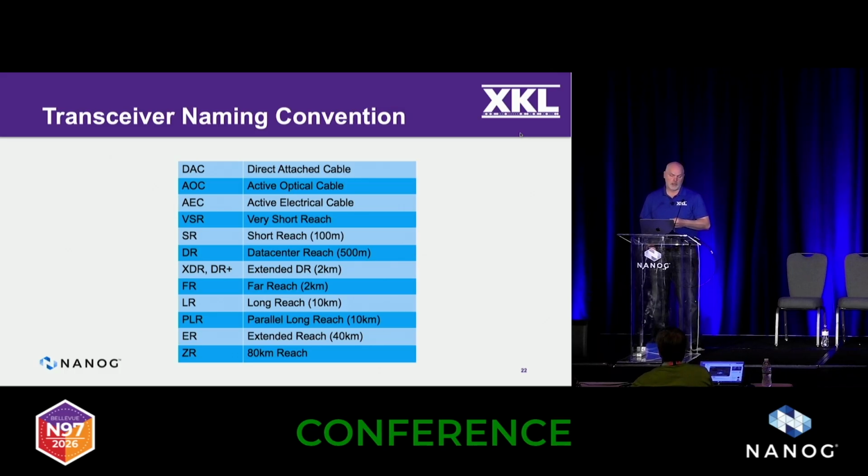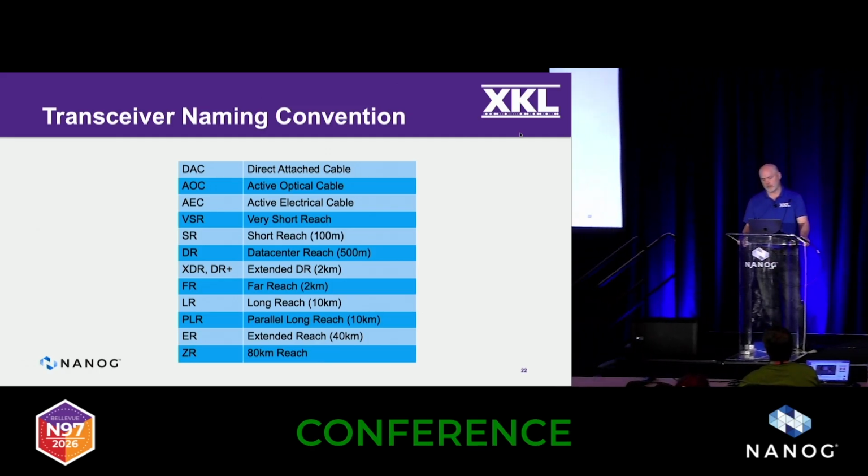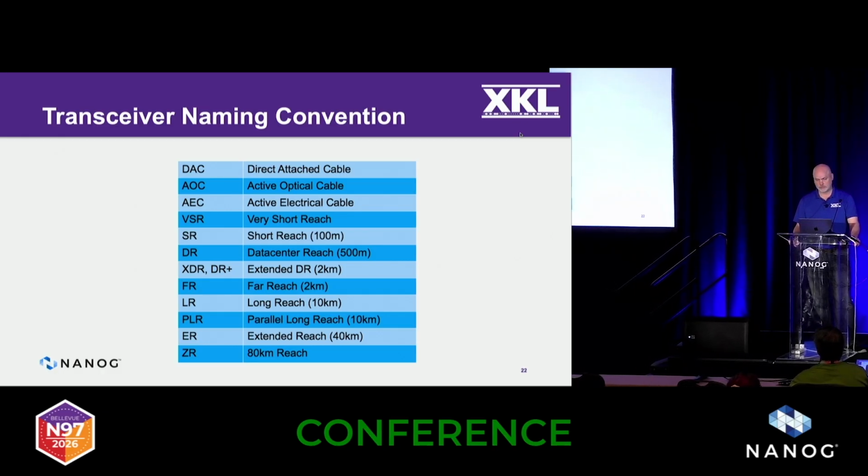So the DR got extended with the extended DR, and some entities called it an XDR and others called it a DR+. But that's a 2 kilometer device, much like the FR 2 kilometer device. So do they work together? Are they compatible? And the answer is, it depends. We're going to talk a little bit about that too. What makes that work? The LR is by far the most common and the most expensive of these shorter reach guys. And then PLR, parallel LR, we'll talk about that.